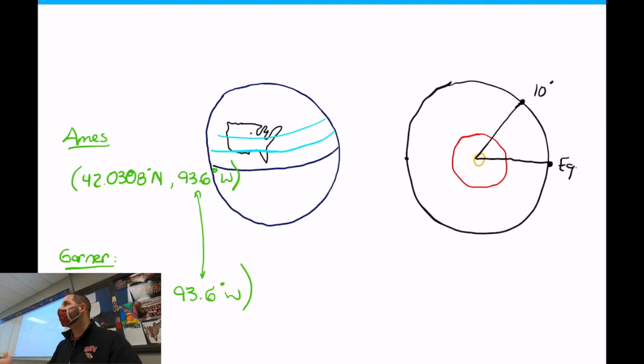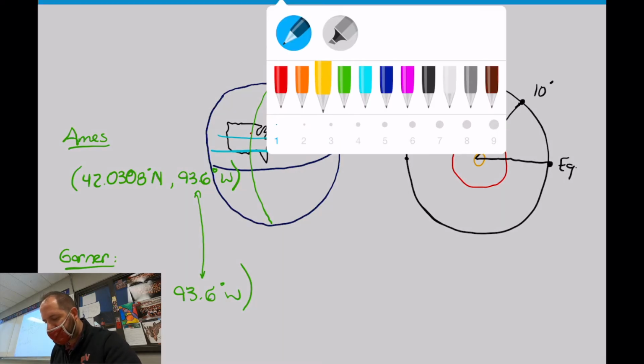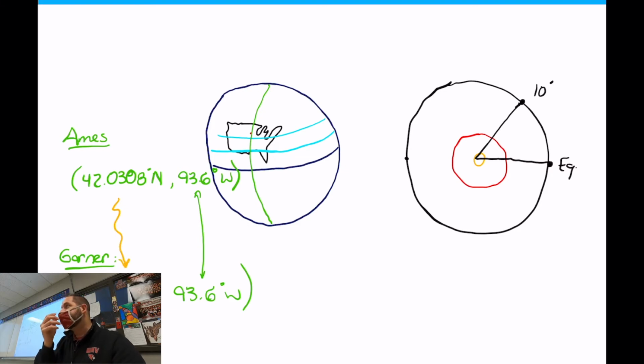How do I know that? They're on the same west number from the prime meridian. The prime meridian starts in Greenwich, England, and goes around the globe, east to west. It's just vertical lines, that's longitude. And so the longitude line is nearly identical for Garner and Ames. So they're directly straight north and south of each other because they're on the same longitude line. So this is the only number that's actually important between Ames and Garner. It's the difference in angle. It's the difference in latitude. So I'm going to exaggerate with my drawing over here.